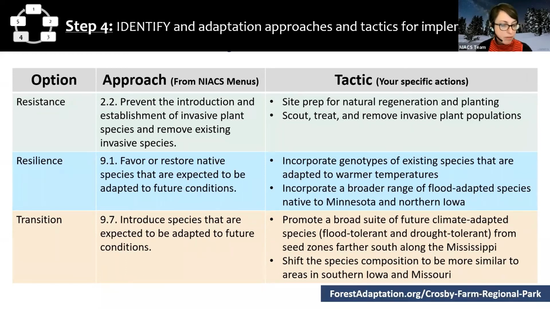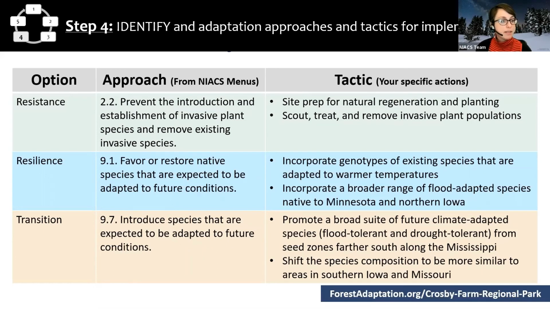In the resilience category, they looked at a resilience-transitional approach in strategy 9 to favor and restore native species that are expected to be adapted to future conditions. This is where they're creating opportunities for the species on site that will have better habitat to regenerate and grow, while also looking a little farther south at those flood-adapted species native to Minnesota and northern Iowa, just a little bit south of this location.